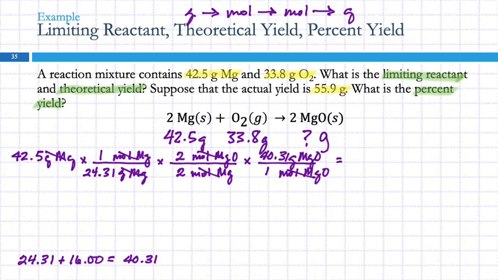And now we're going to start at the left and move to the right, multiply by the top of the fraction and divide by the bottom of the fraction. So 42.5 divided by 24.31 times 2 divided by 2 times 40.31 equals.